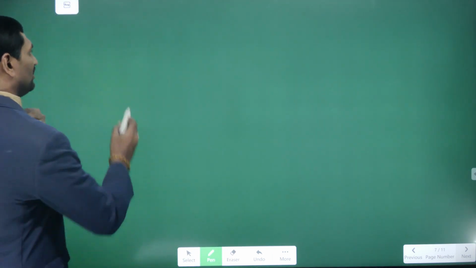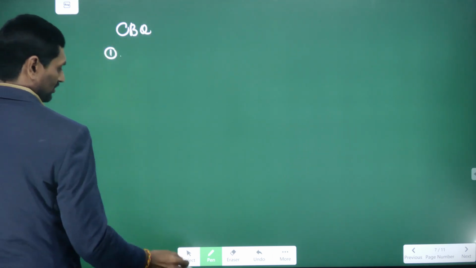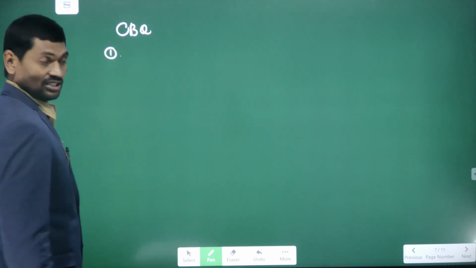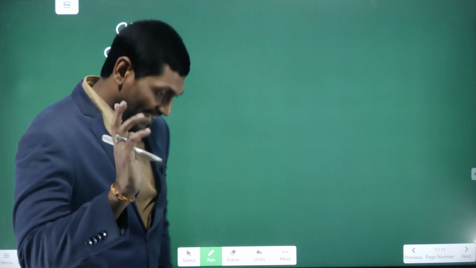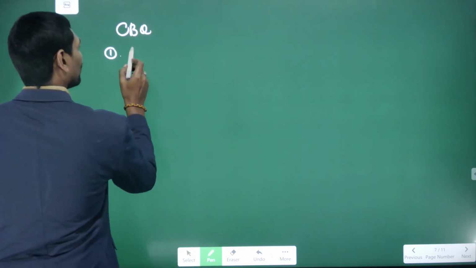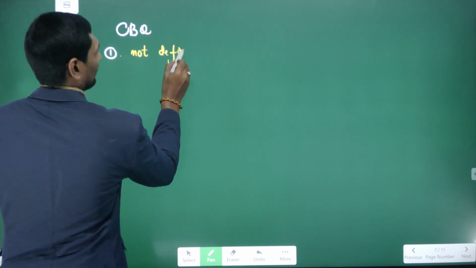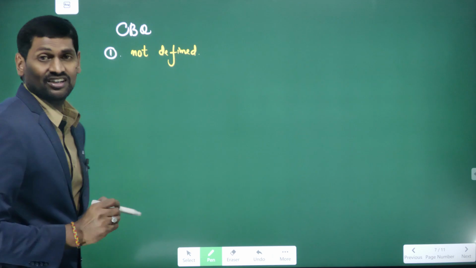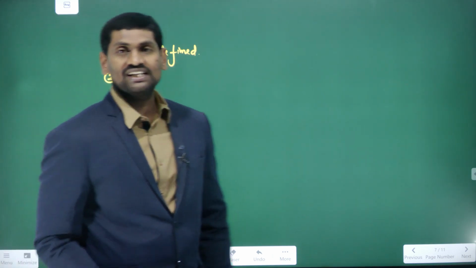The first question is: greatest natural number. As we discussed, what is the greatest natural number? Very good, not defined. The greatest natural number is not defined. Let us move on to the second question.